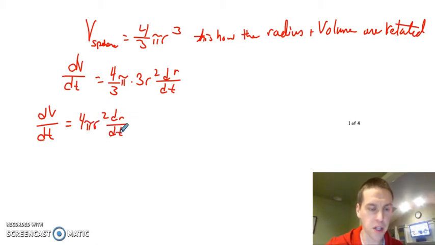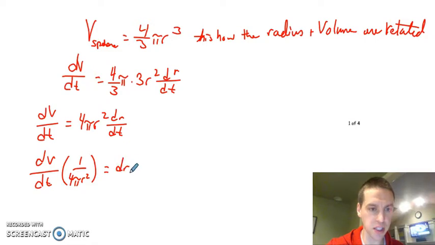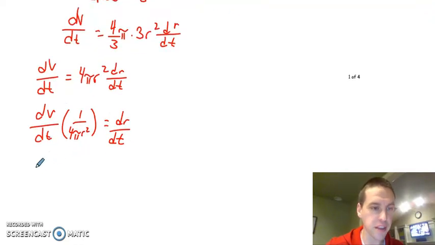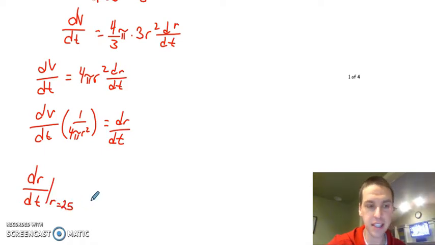Now, I'm going to show you two ways to solve this. So one, we're looking for dr over dt when r is 25. So one thing that I can do is divide by 4 pi r squared to get dV over dt multiplied by 1 over 4 pi r squared to equal dr over dt. Now the thing that we are trying to find here is dr over dt when r equals 25. That's the key.